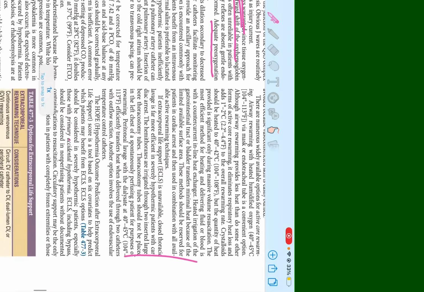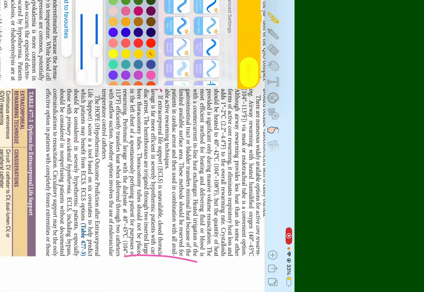The next one is you have to insert a gastric tube because there will be decreased bowel motility. Indwelling catheters can be used. It can be used for temperature monitoring as well, and also for cold induced diuresis, right? Normal saline is always preferable to lactated ringer solution because in hypothermia, the liver will not metabolize the lactate. So this is also a potential question, right?